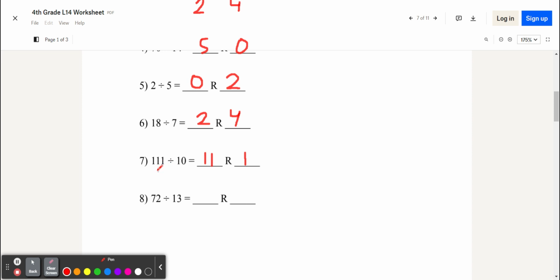And then lastly, 72 divided by 13. This goes in 5 times, and then 13 times 5 is 65. So we will have a remainder of 7, because 72 minus 65 is 7.